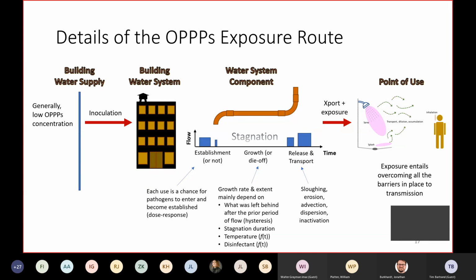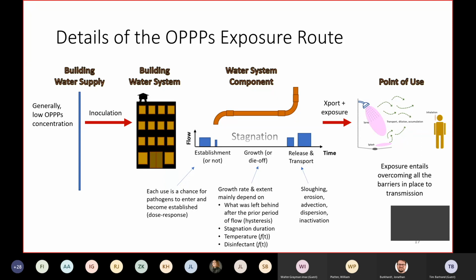First, there's inoculation of buildings from the building water supply, and there's ample evidence that low levels of opportunistic pathogens are generally present in building water supplies, and the water is not sterile. Once in the building, each use of a particular pipe component is a chance for the pathogens to become established in that component.